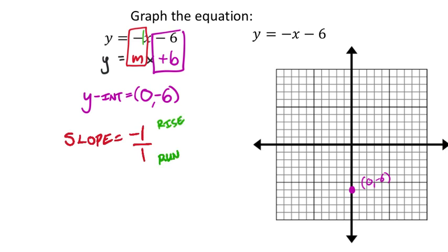Okay, so the rise, that's up and down. Well, it's a negative value, which means this is going to go down 1 for my rise, and then the run there in the denominator is positive, which means I'm going to go to the right one.